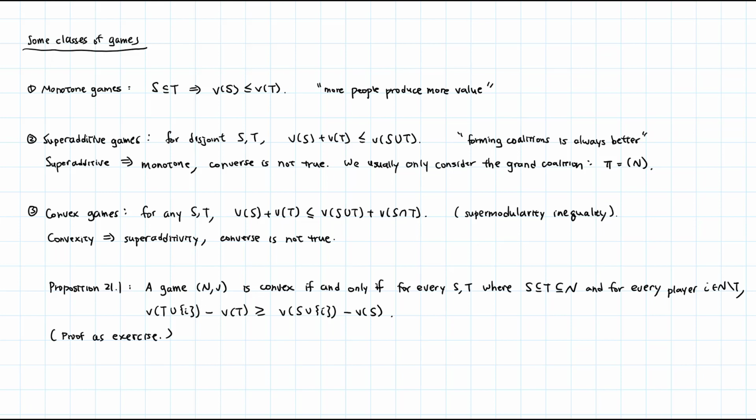So what does this inequality mean? We see that v of T union {i} minus v of T is the value that player i adds to the coalition when it joins T, and similar for S. And since we have the condition that S is a subset of T, this inequality means that a player is more useful in larger coalitions. Now, convex games are harder to find, but they do have very nice theoretical properties that we will discuss later.